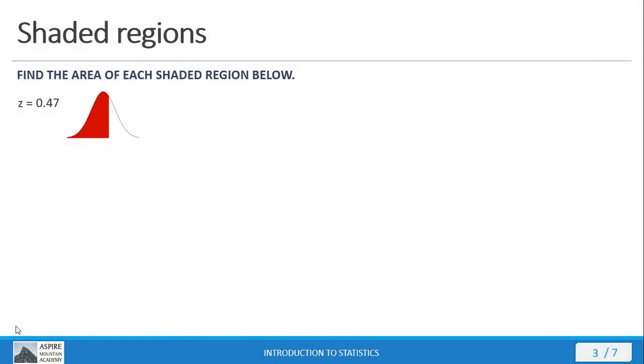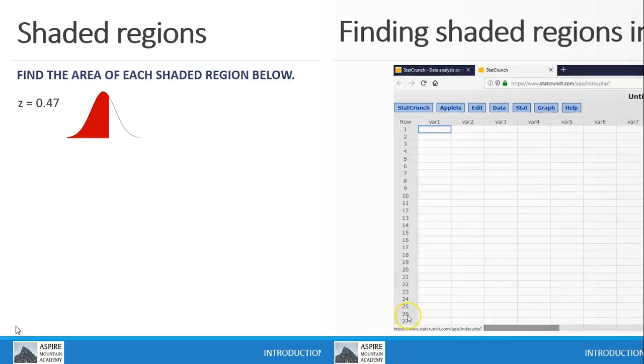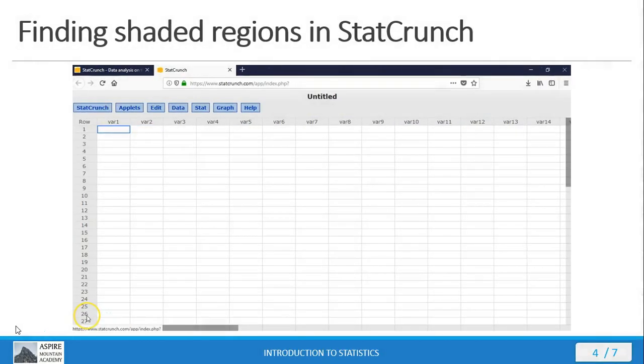So let's look at some examples in which we can practice calculating the probability for the area that's in a given shaded region for the standard normal distribution. Here we have a Z-score of 0.47, and we're asked to shade the area to the left. So how is it that we do this using StatCrunch? Well, let me walk you through that step by step so that you know how to do this.